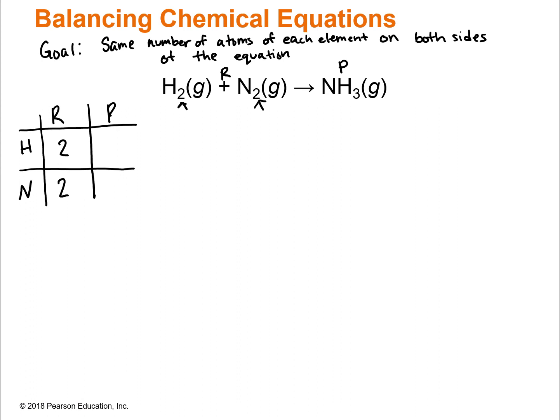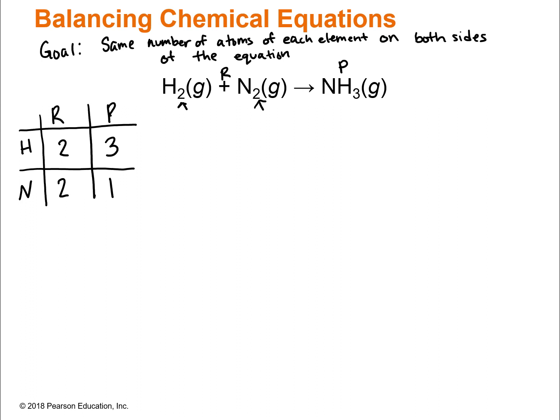On the product side, how many hydrogens do I have? I've got 3. How many nitrogen atoms do I have? We've only got 1. So clearly we're not balanced here. We can't just make hydrogen appear out of nowhere, and we can't make the nitrogen disappear.